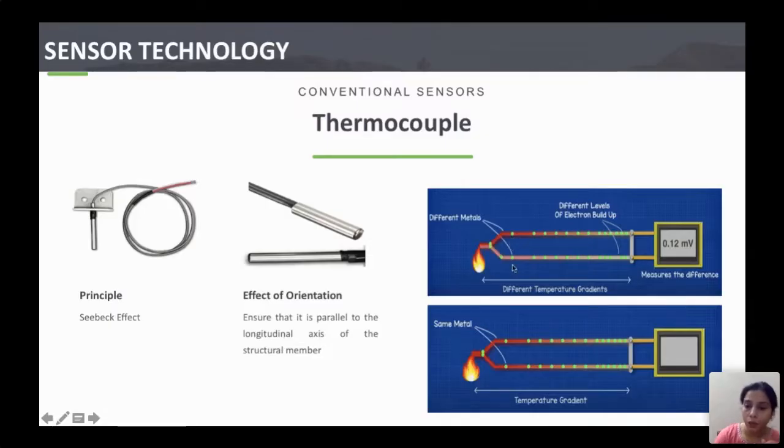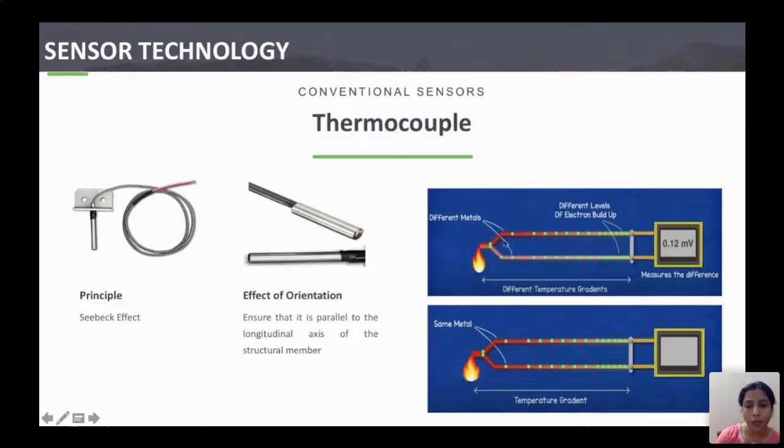Since these are two different metals, there is a tendency that the speed of the electrons moving towards the colder end will vary depending upon the conductivity of the two metals, right? So since the electrons which are reaching the colder end are different, there will be a voltage difference across this end. So that voltage difference is calibrated to measure the temperature.